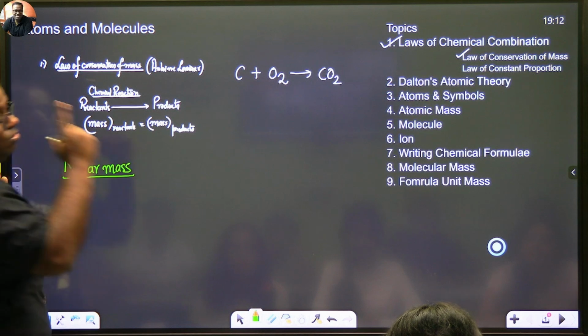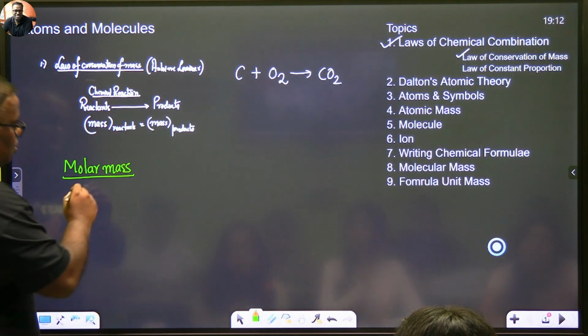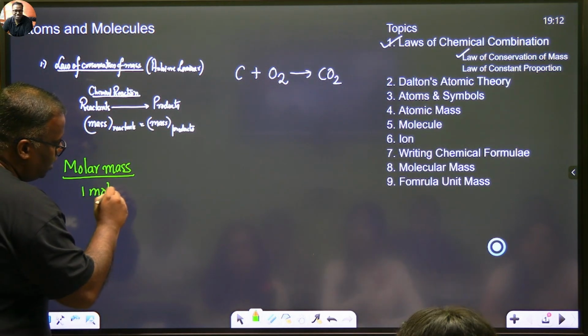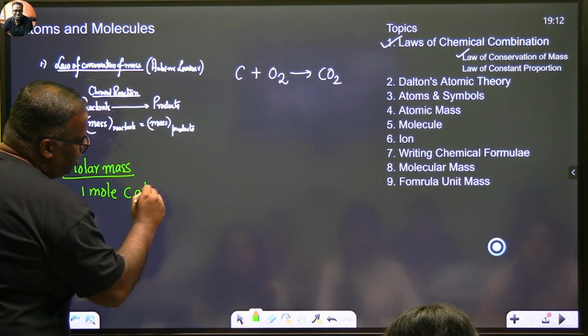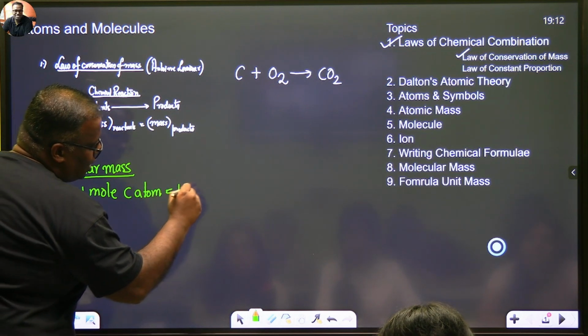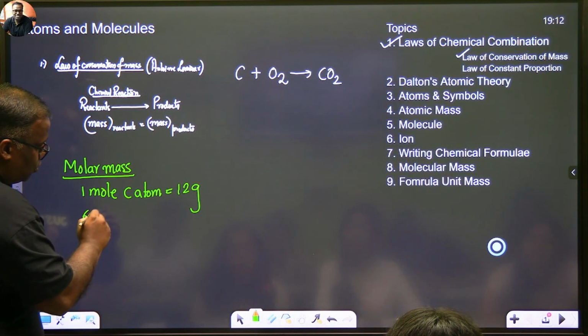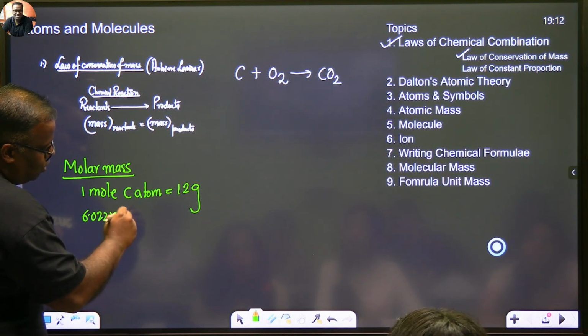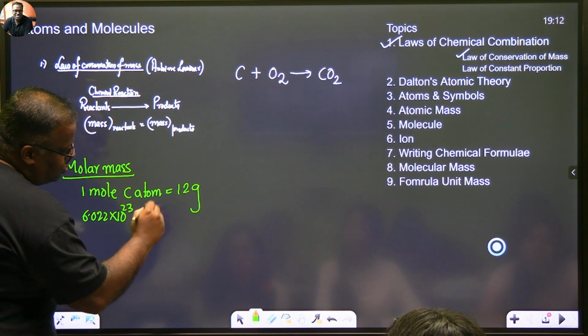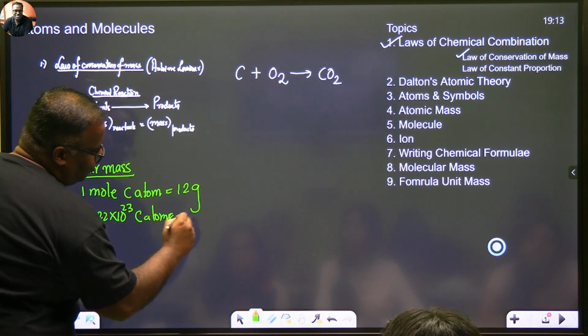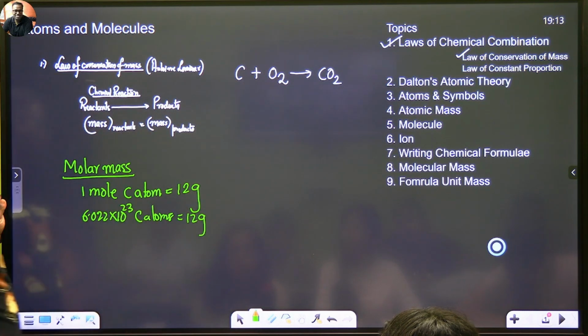What is molar mass? Mass of 1 mole. 1 mole of carbon atoms will weigh how much? 12 grams. This is the exact grams. And what is 1 mole? 6.022 times 10 to the power 23 carbon atoms. If you can place that many carbon atoms on a weighing scale, it is going to weigh 12 grams.